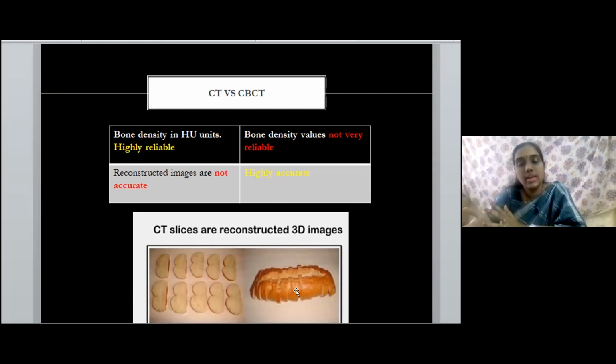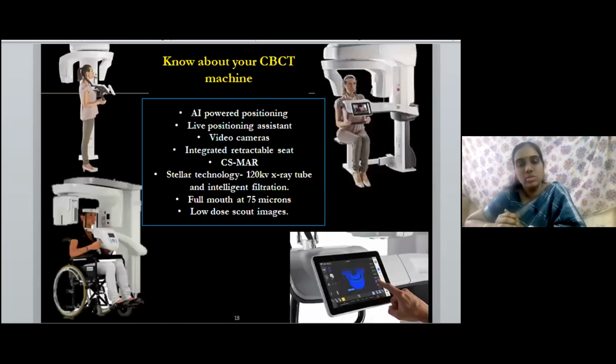CBCTs are not sliced, whereas in CT there is already slicing done, like in a loaf of bread, so it is all combined. So this is a difference between CT and CBCT. Now I just want to tell you some things about the CBCT machine, just one slide about the CBCT machine.